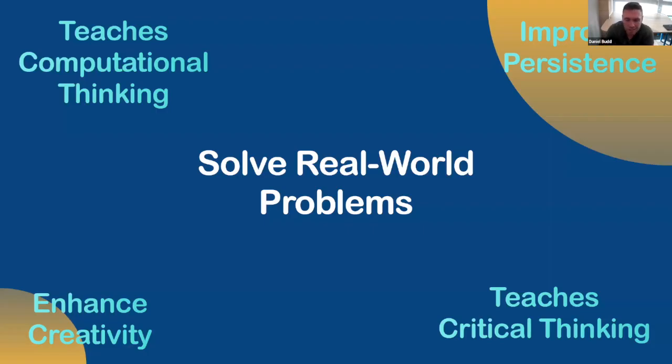So I think that's essentially it. We know as teachers that what we're trying to do is get our students to think. And with the onset of generative AI, we know that students are going to have to rapidly learn new skills, learn new ways of thinking. But we know that we still need to teach computational thinking. We know that coding improves the persistence, enhances the creativity, and teaches critical thinking.